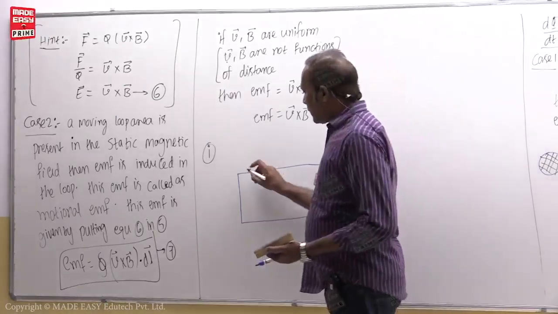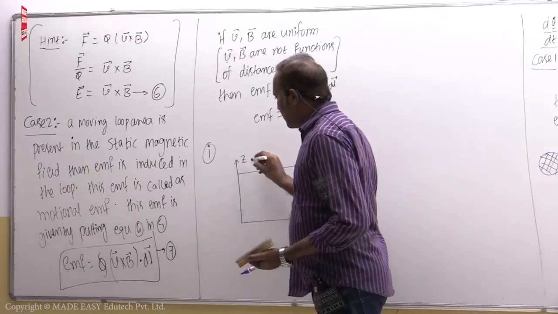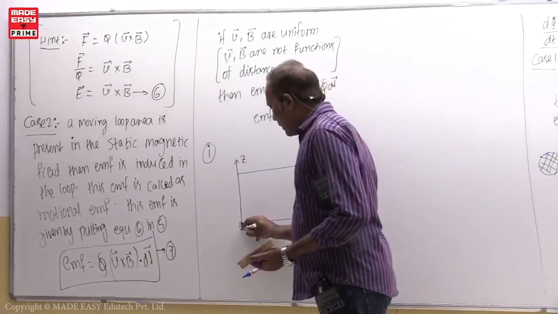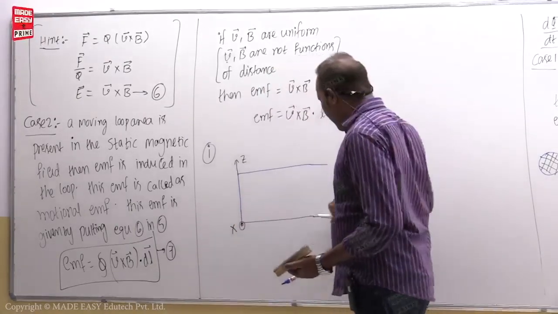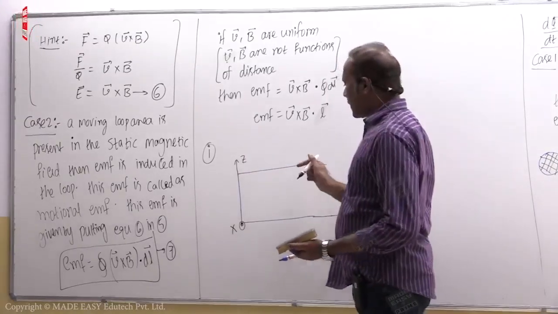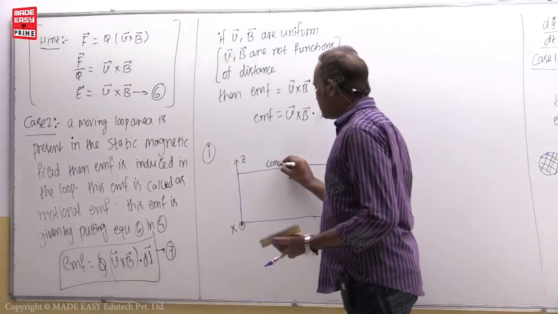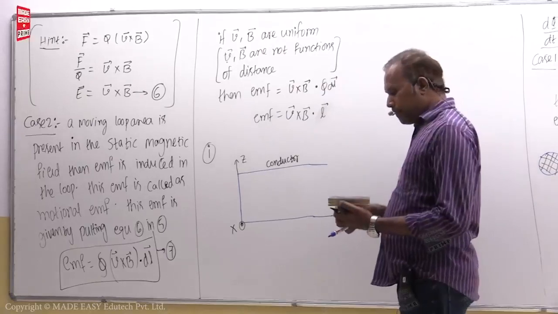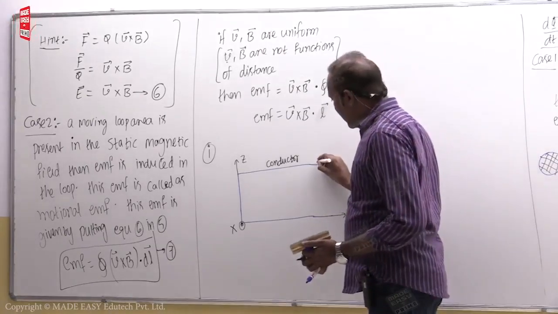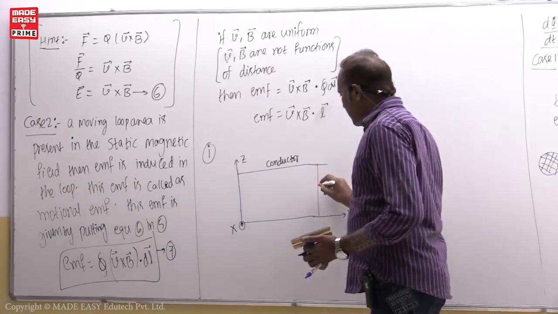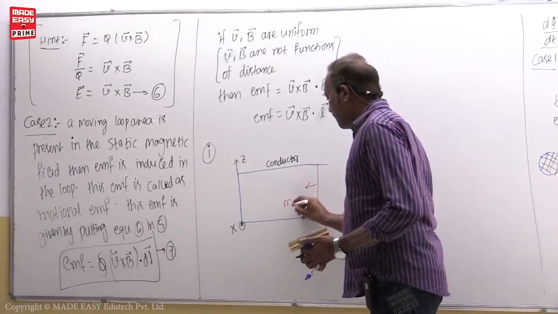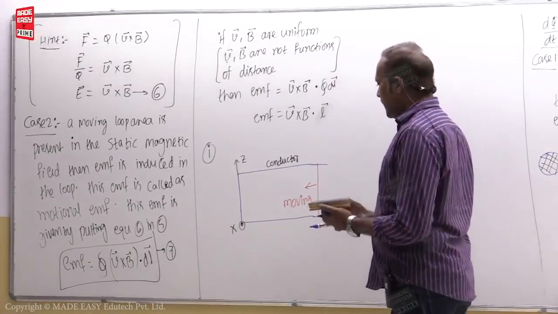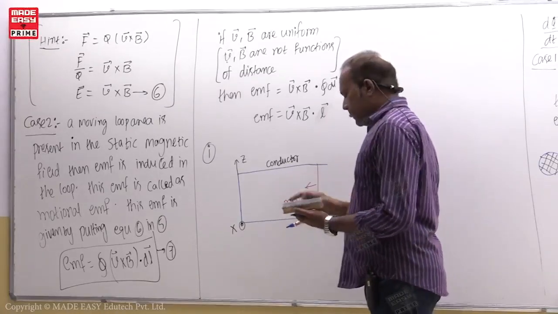Now I will take this as the z axis. I will take this as the y axis. Now here the x axis is out of the board. This is y axis. This is z axis. These are conductors actually. Now there is one moving conductor here. Like this it is moving. This is the moving conductor. So it is moving like this.